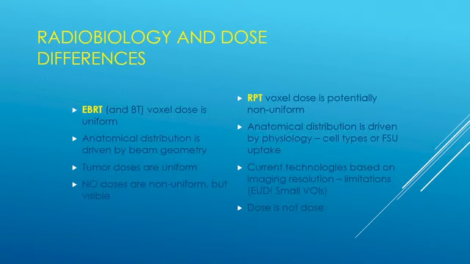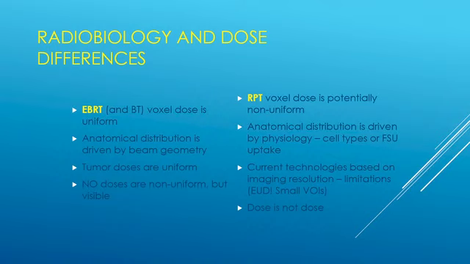So now I want to talk a little bit about radiobiology, and I'm getting close to the end of my time. In EBRT, one of the important things is that voxel dose is uniform. Even though we give voxel dose in RPT, it's potentially non-uniform because the uptake is driven by physiology, whereas the dose in EBRT is driven by the geometry of the beams. And so sometimes you can get non-uniform uptake even though it mostly looks like your normal organs are uniform. Sometimes it can be driven by cell type or FSU uptake, and so this can make differences at the small scale.